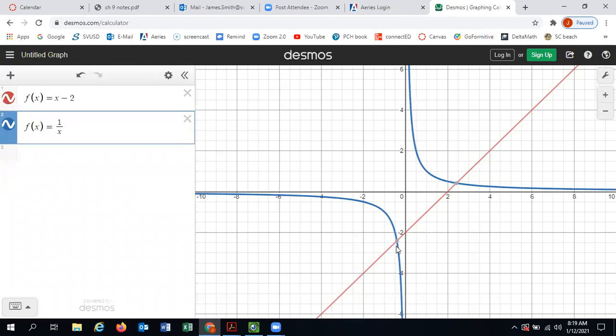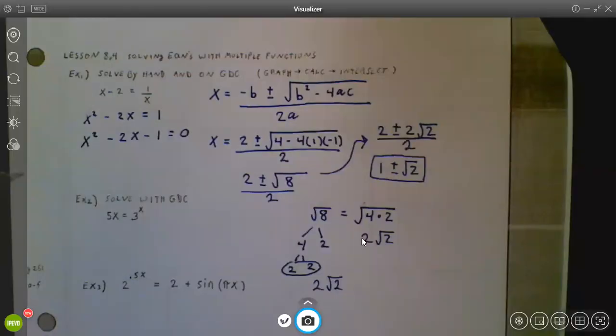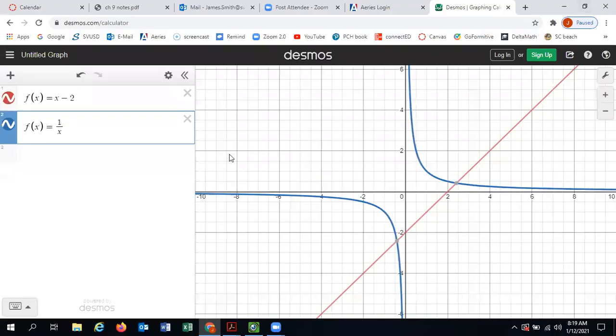So you guys can see there's 2 points of intersection. And that's no surprise. When we solved this by hand, we got 2 answers. We got 1 plus the square root of 2, and we got 1 minus the square root of 2. So we have 2 answers. So when I look at these 2 graphs, I should see 2 points of intersection, right? It's those points of intersection that represent the 2 solutions.